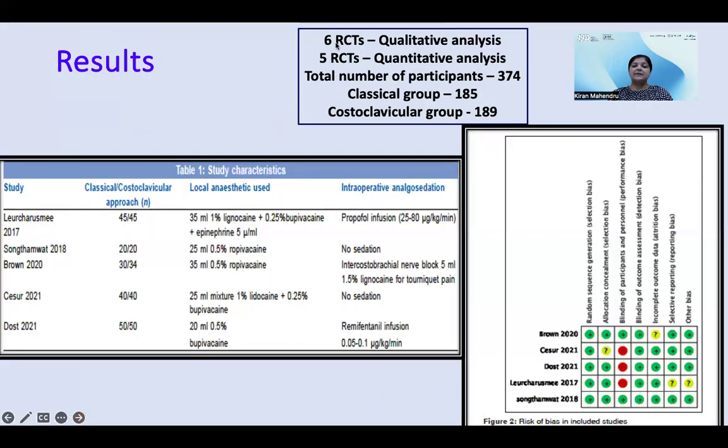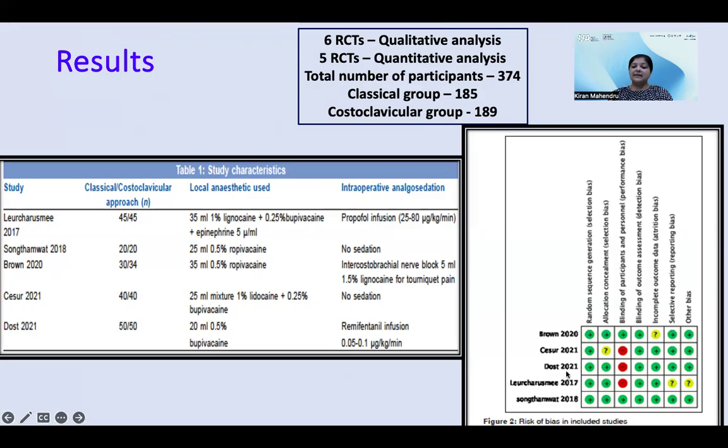Six RCTs were included for qualitative analysis, whereas 5 RCTs were included for the quantitative analysis. This is the table showing the characteristics of the 5 studies included for the quantitative analysis. The total number of participants included was 374, with 185 participants in the classical group and 189 in the costoclavicular group.